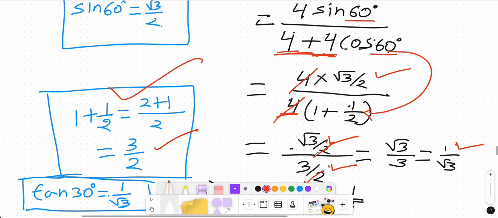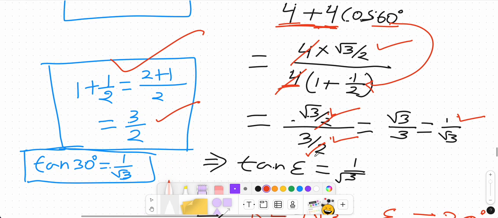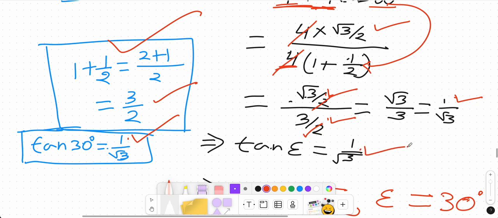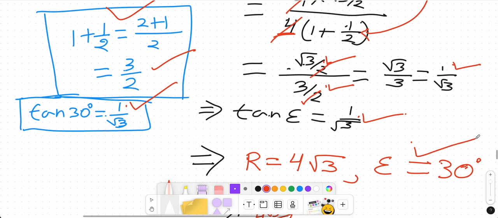2 cancel. Root 3 by 3 is 1 by root 3. You know from school that tan 30 degree is 1 by root 3. Here tan epsilon is 1 by root 3, so it's clear that epsilon is 30 degree. We got the magnitude of resultant is 4 root 3, epsilon 30 degree.